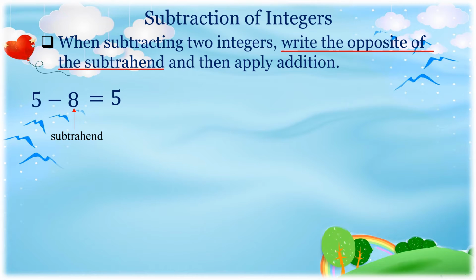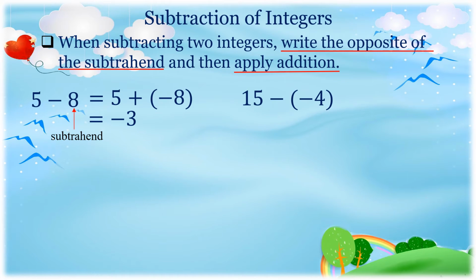What is the opposite of positive 8? Correct. It would be equal to negative 8. And then we are going to apply addition. So we will be having 5 plus negative 8. And what is 5 plus negative 8? Correct. It would be equal to negative 3. So therefore, 5 minus 8 is equal to negative 3.